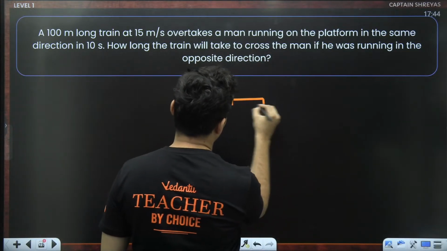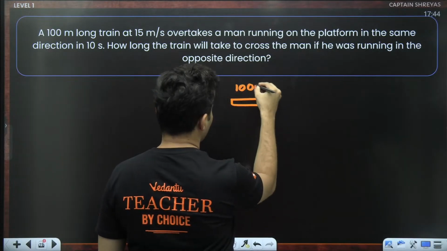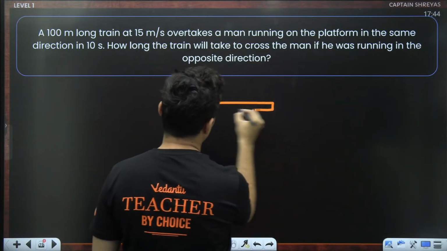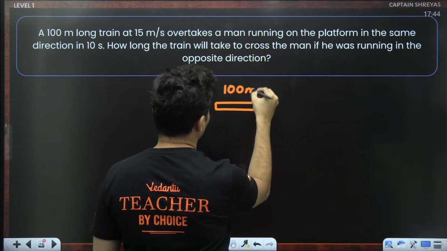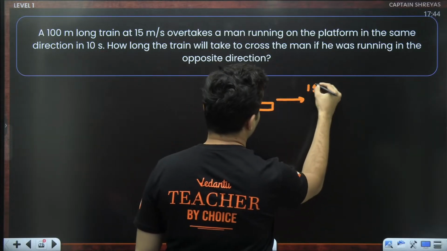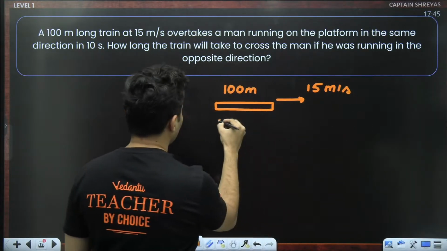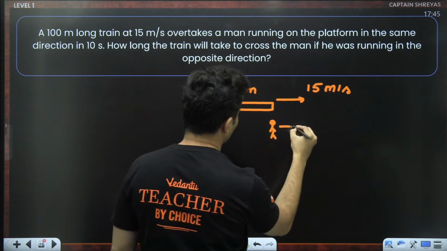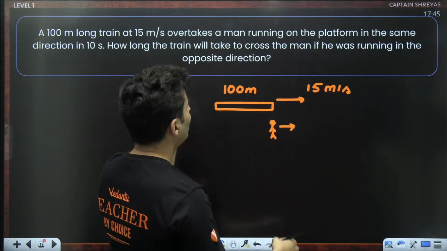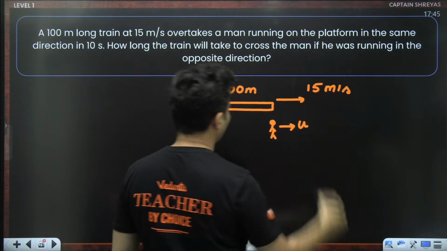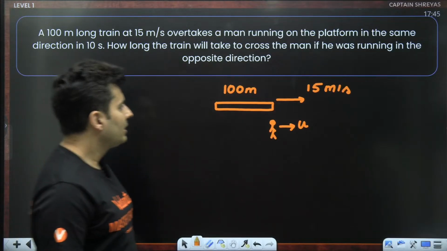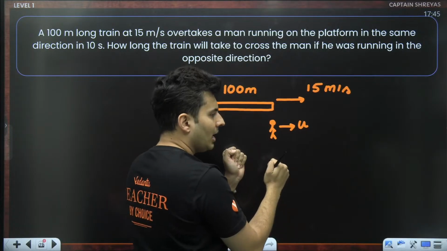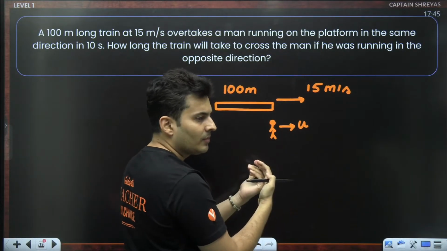So, this is our train. This is 100 meters. The train is basically 100 meters long and it is going at 15 meters per second. And then you also have this person. This person is going at a certain speed in the same direction, whose speed is not given. Okay.